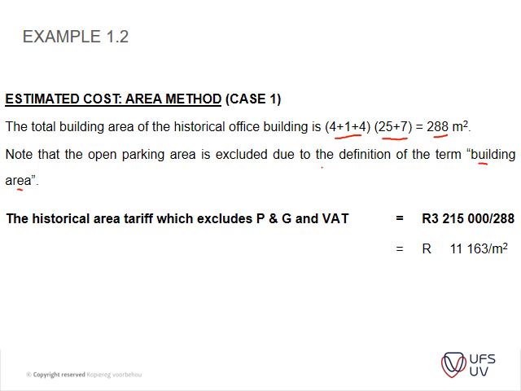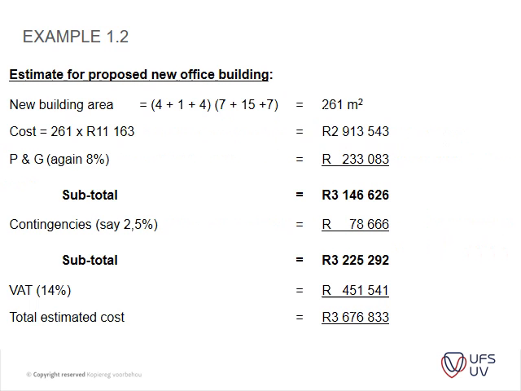Okay, then it's the same process. Then you take your historical area tariff, excluding your P's and G's and your VAT, divided by the 288 to get to the 11,163 Rand per square meter. Okay, when you have that, then you calculate your new building area.